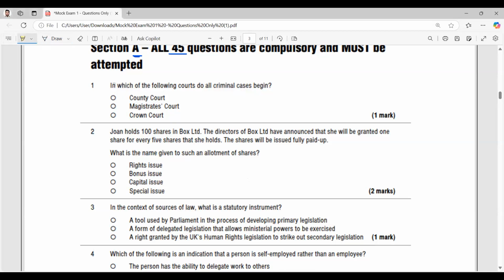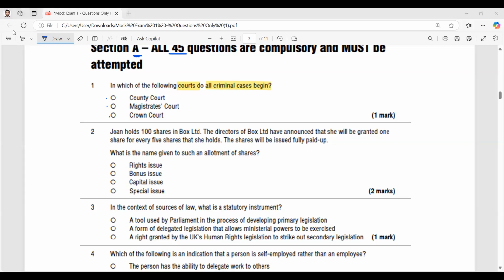Now, see the first question. In which of the following courts do all the criminal cases begin? They have given different types of courts: county court, magistrate court, crown court. What did you all choose, guys? Share your answer so that we can discuss. Yes, thank you. Good. Okay. Yes, as you told, all the criminal cases begin with the magistrate.